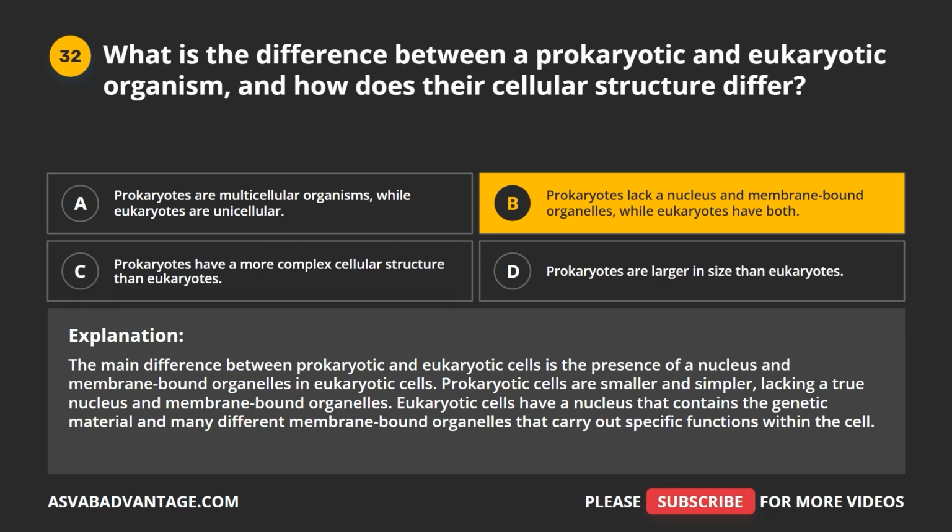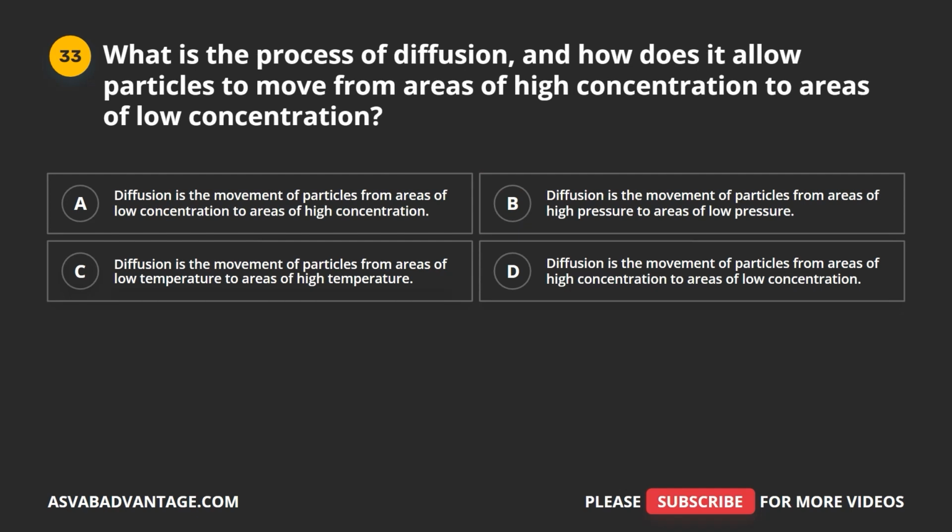Prokaryotic cells are smaller and simpler, lacking a true nucleus and membrane-bound organelles. Eukaryotic cells have a nucleus that contains the genetic material and many different membrane-bound organelles that carry out specific functions within the cell.